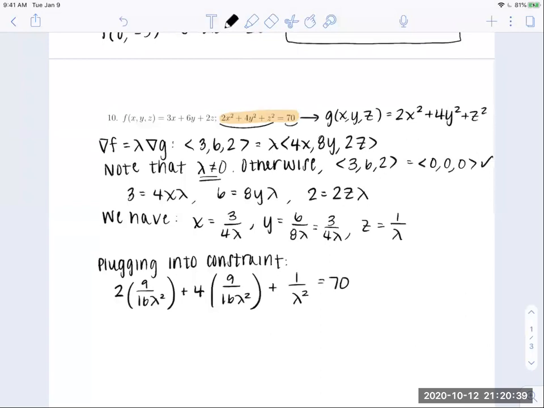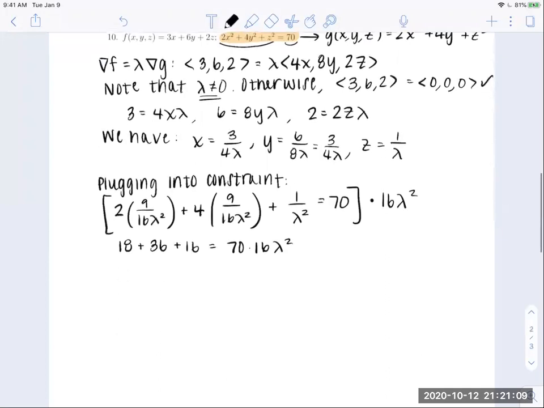Now to make my life a little bit easier, I'm going to knock out all the fractions by multiplying by 16 lambda squared on both sides. So that's going to leave me with 18 plus 36 plus 16. And on the right-hand side, I have 70 times 16 lambda squared. I'm just going to leave that as is, 70 times 16, and you'll see why in a moment.